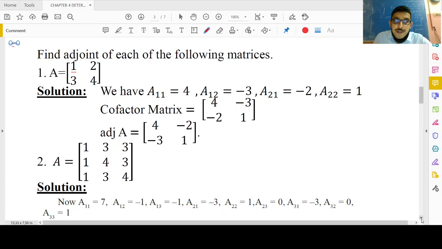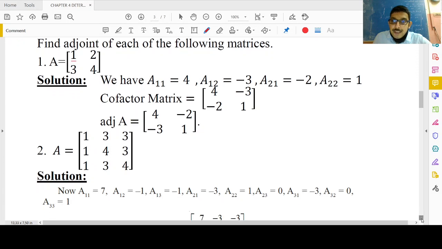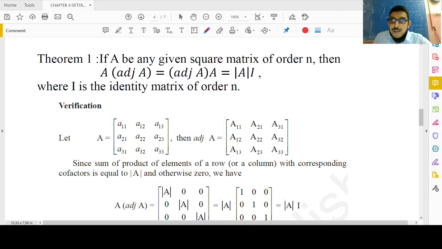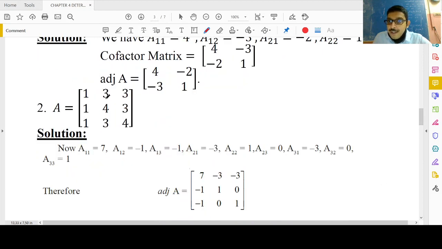Now we will do an example for finding the adjoint of a 3 by 3 matrix. So let A equal to 1, 3, 3, 1, 4, 3, 1, 3, 4. Now you have to find the cofactors of each of the elements. For the first element, that is 1, delete the first row, first column. So that is 16 minus 9, so the cofactor will be 7. Then A12: delete the first row, second column, so it is 4 minus 3, which is 1, but since it is A12, the cofactor will become minus 1, and so on.